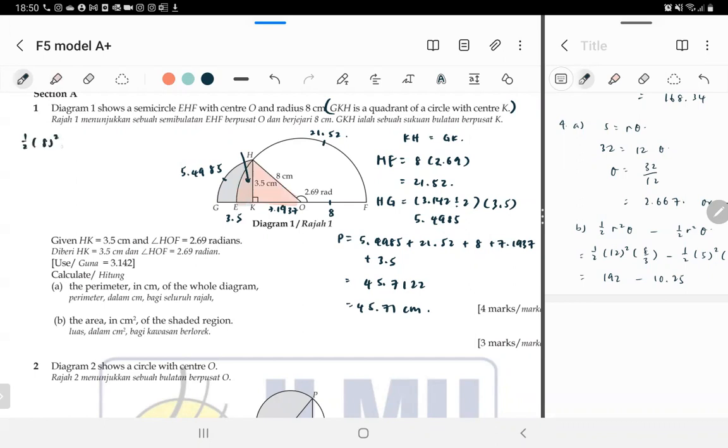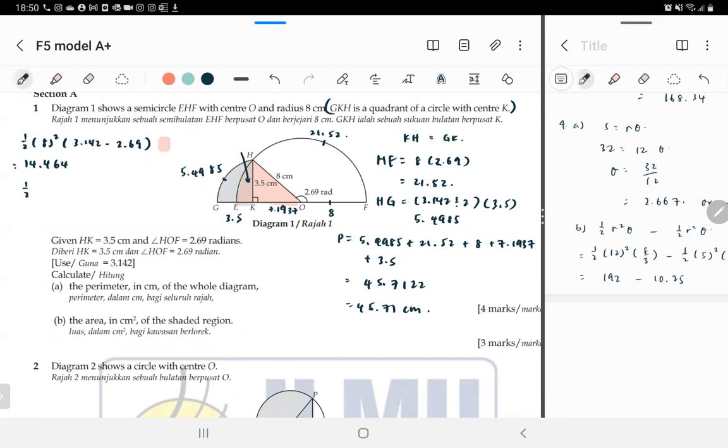So the sector will be 1/2 r squared theta, right? So 8 squared theta is 1. The whole sector is 14.464. But now this one is 14.464 minus the 3.142 minus the 2.69, right? This is the area of the pink one.